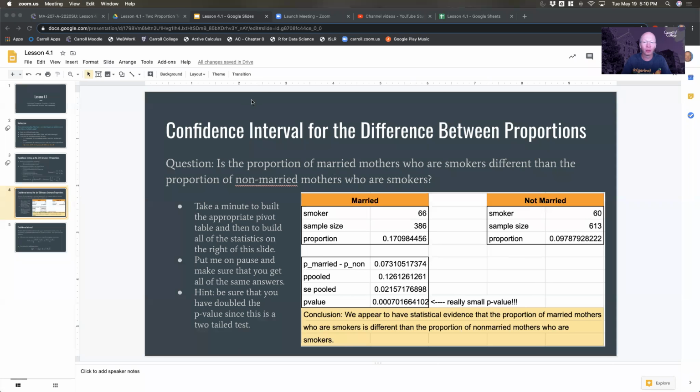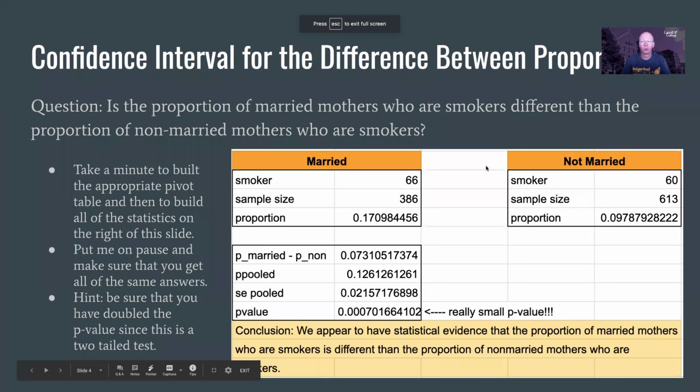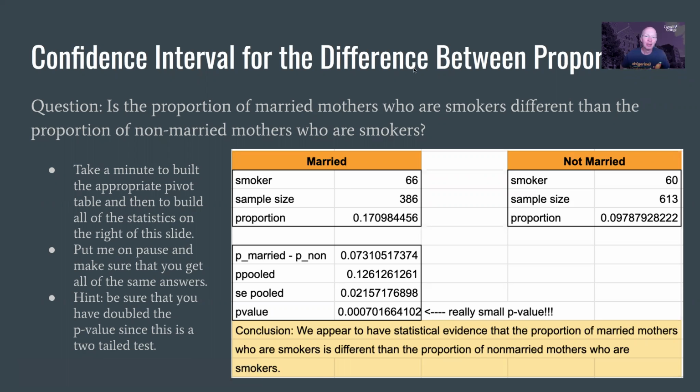So let's take a look at the new problem from the exact same data. Confidence intervals between proportions. The question I want to answer is this: is the proportion of married mothers who are smokers different than the proportion of non-married mothers who are smokers? So what I want you to do is, in a moment, put me on pause, go to your Google Sheet and actually build out the entire hypothesis test.